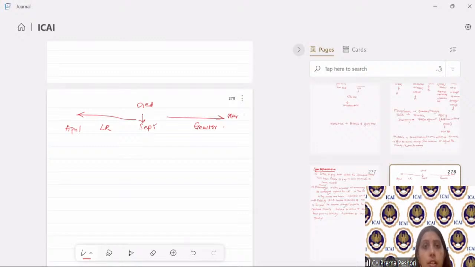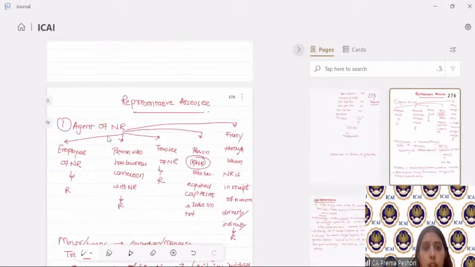Representative assessee, which chart, Namrata? This one? This is agent of non-resident, employee, person who has business connection, trustee, person who has acquired capital asset from non-resident, or from or through whom non-resident is in receipt of the income.